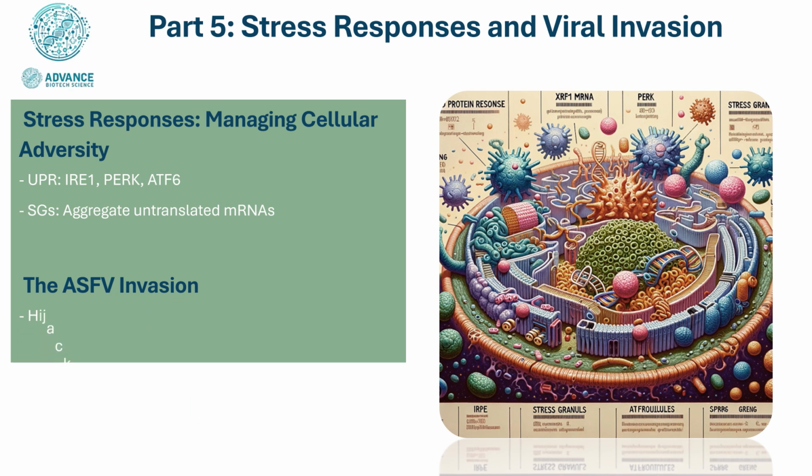ER stress activation. ASFV activates ER stress but suppresses PERK-mediated translation inhibition. Inhibition of SG formation. ASFV protease PS273R cleaves G3BP1, preventing SG formation. Case study. The ASFV GZ201801-2 strain.